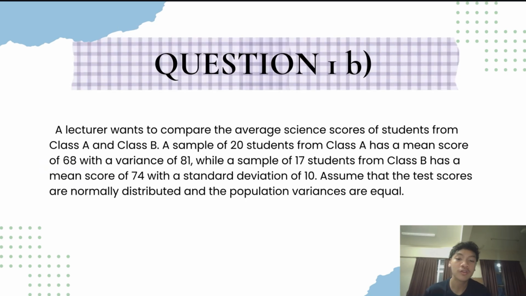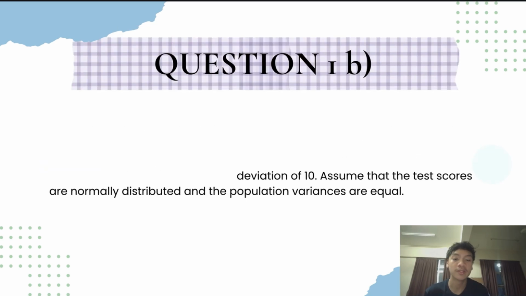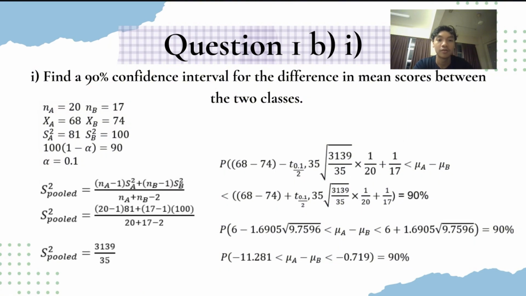Now we're moving on to question 1b. From the data provided in the question, we have two sample groups. To find the 90% confidence interval for the difference in means, our first step is to calculate the pooled variance. The formula used is (nA minus 1) S squared A plus (nB minus 1) S squared B, divided by nA plus nB minus 2. By substituting the given values, we arrive at S squared pooled equal to 3139 over 35.